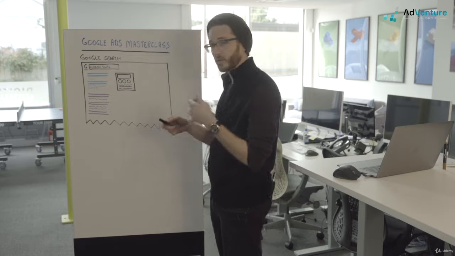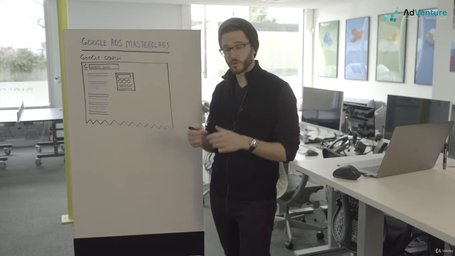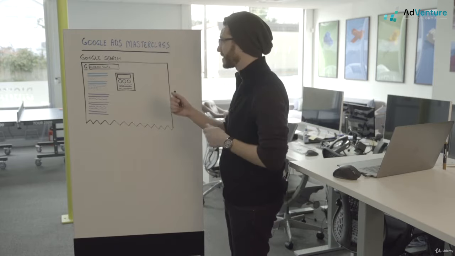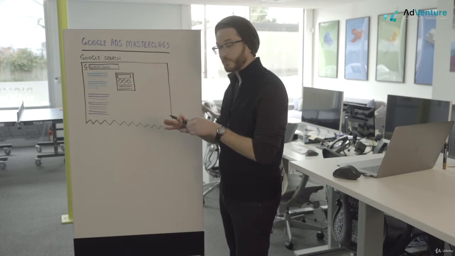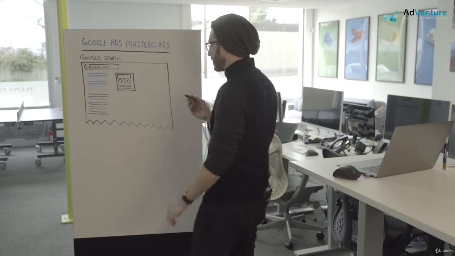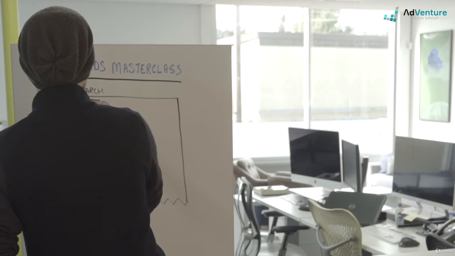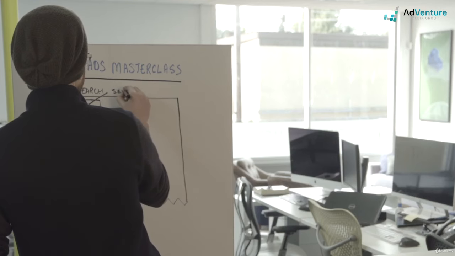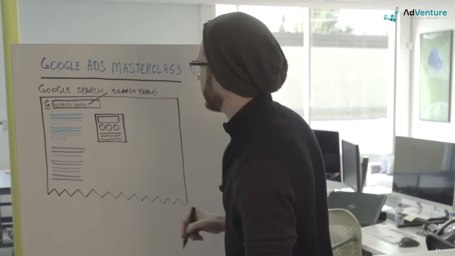So on the Google search page, if you go to google.com and search for anything you might want to be searching for, in my example somebody searches for women's boots. Now remember, women's boots is not the keyword. Do you guys know what women's boots is? It is the search term. It's what the user actually typed into the Google search box.